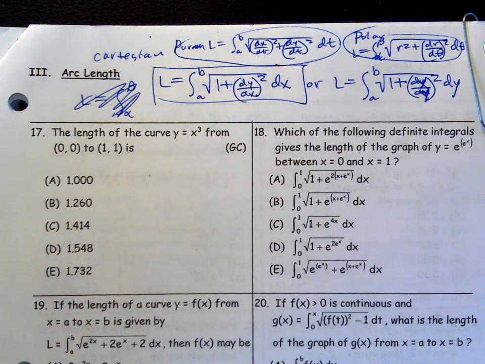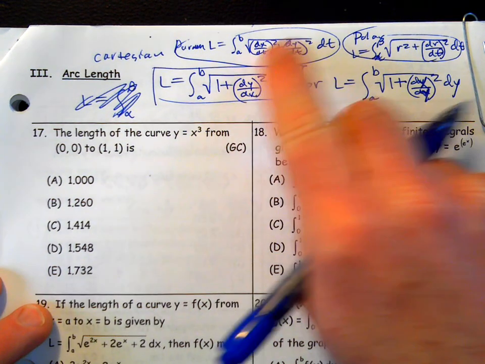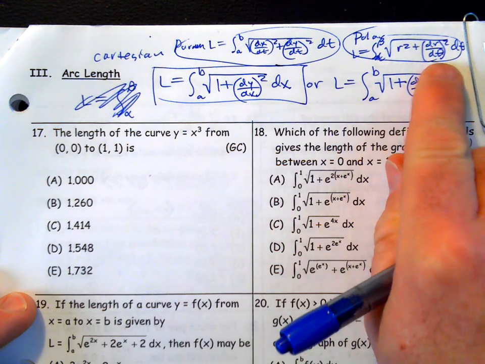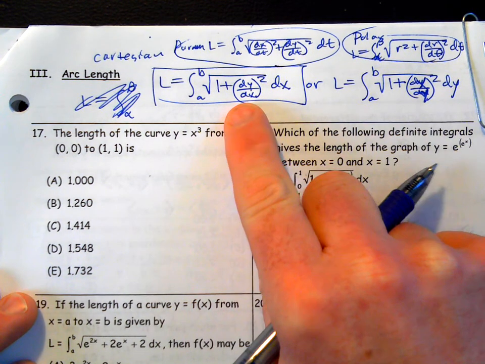They all have square roots, they all have things squared, they all have derivatives squared. This one has both derivatives because there's two different derivatives. This one has just that dr d theta squared and then r squared. This one has dy dx squared and one.